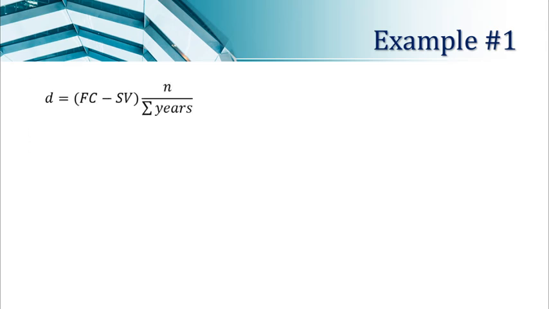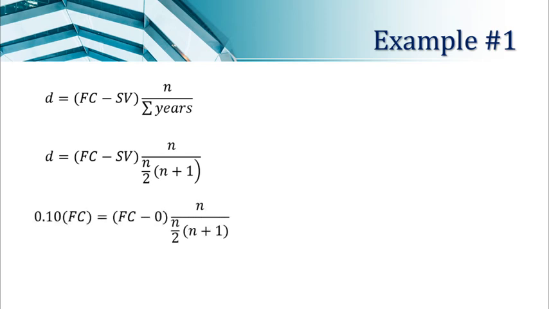So ito ang gagamitin nating formula. FC minus SV multiply by N over summation ng years. E-expand natin yung summation ng years. We have N over 2, N plus 1. Then, ito na yung mga binigay sa problem. Di ba yung annual depreciation mo daw is 10% of the original cost. Kaya ito ay 0.10 ng FC is equal to FC, yung original cost natin, wala naman siyang binigay na value na exact value ni first cost. So, hayaan lang natin siya na in variable terms.